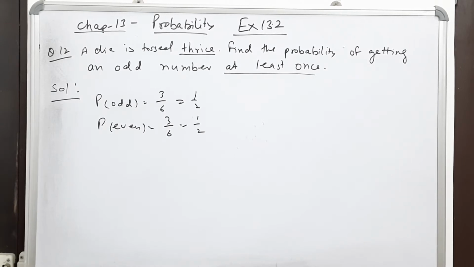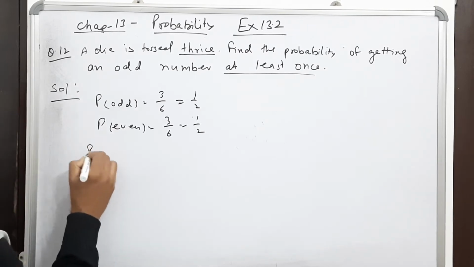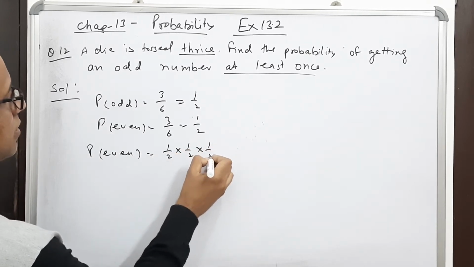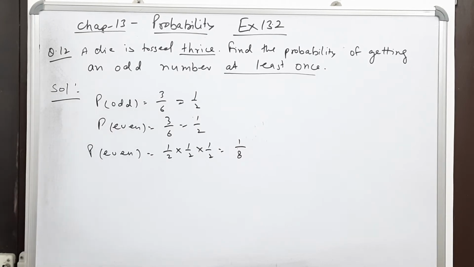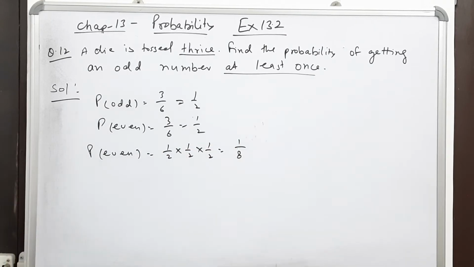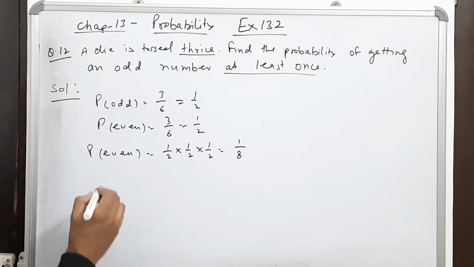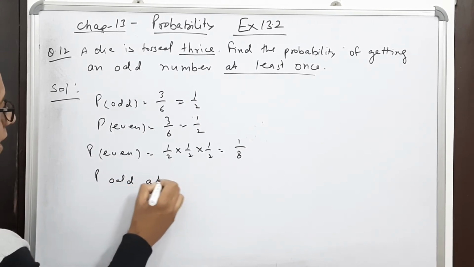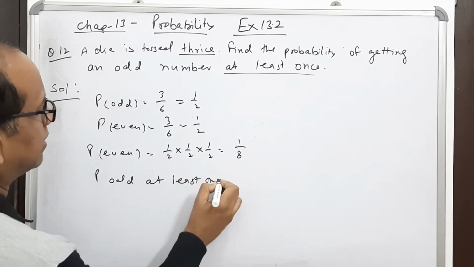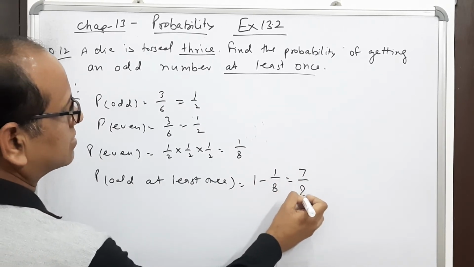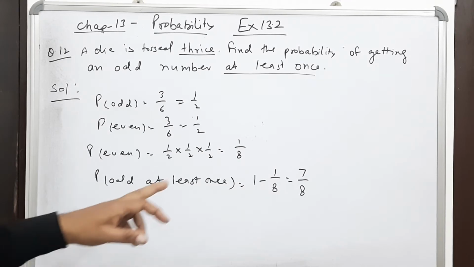Now, what is the probability of getting an even number when the die is tossed 3 times? The answer is 1 by 8. This is the probability of getting an even number all 3 times. So what is the probability of getting an odd number at least once? At least once is 1 minus 1 by 8. So what is the answer? It is 7 by 8.